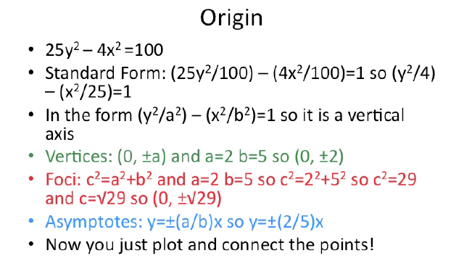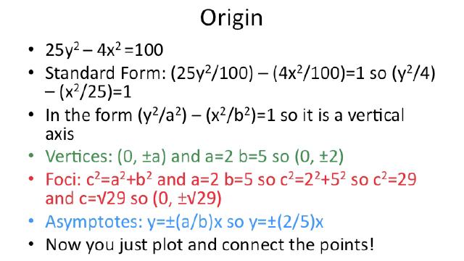The equation we're going to be working with is 25y squared minus 4x squared equals 100. First, we have to put it into standard form, which is y squared over 4 minus x squared over 25 equals 1. This is going to be a vertical axis because it's in the form y squared over a squared minus x squared over b squared equals 1. The vertices are 0, plus or minus a, and since a equals 2, the vertices are going to be 0, plus or minus 2.